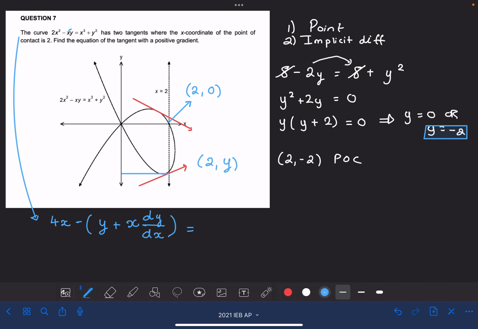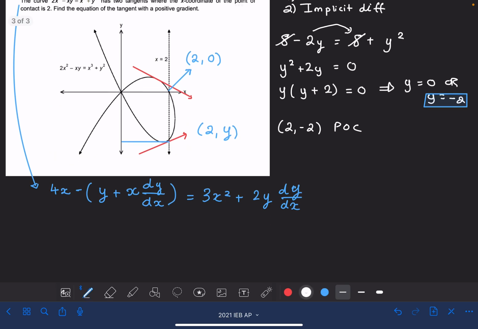Then this is equal to 3x squared, which is the derivative of x cubed, plus 2y, which is the derivative of y squared, and then the chain rule tells us dy/dx. Do not forget the chain rule. The chain rule is very important in everything to do with calculus.